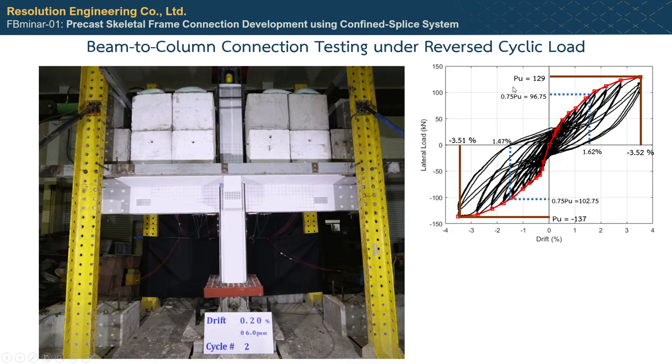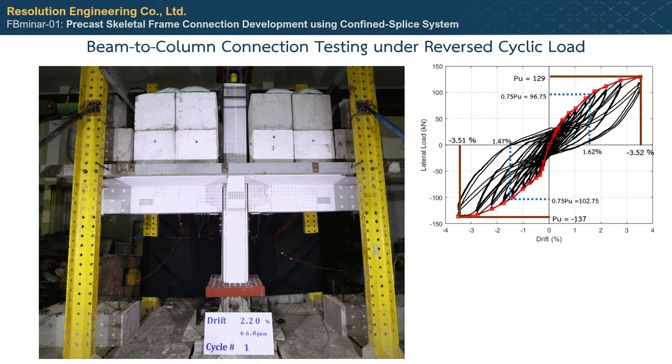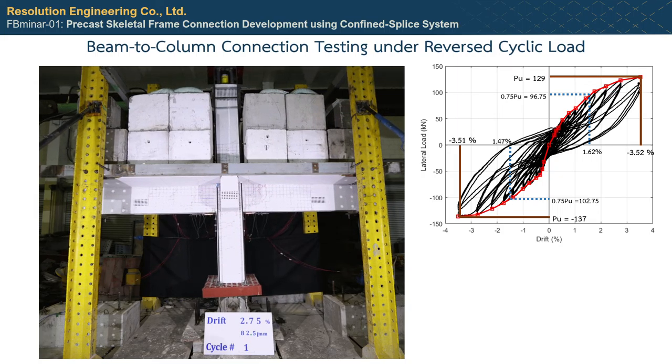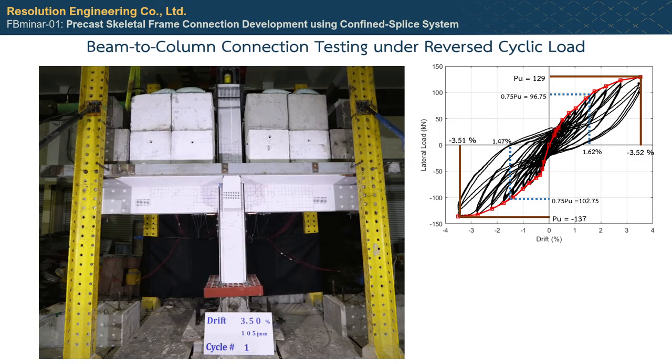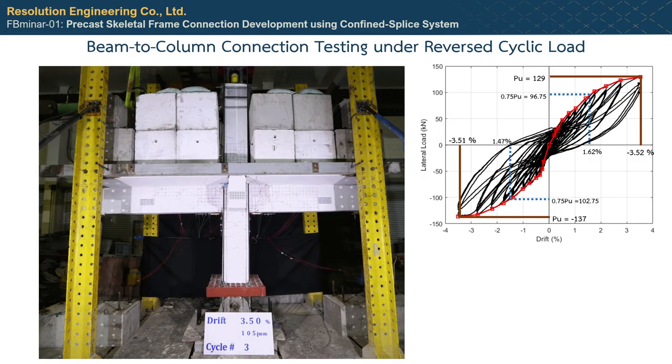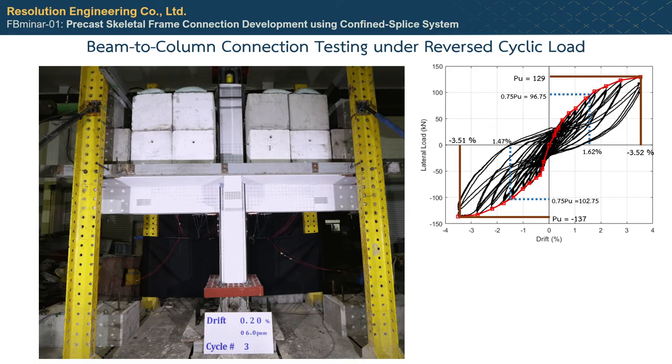So if I subtract 10 millimeters out, well, this is in percent drift. I don't remember how high this one is, but it should be about 3-point-something meters. So 10 millimeters divided by 3 meters, then I subtract it out of 3.5%. So we are not at 3.5 yet. But why is 3.5 the golden number, the million-dollar number? It is the requirement by ACI that the precast system should be able to withstand the drift level to that much before failure.